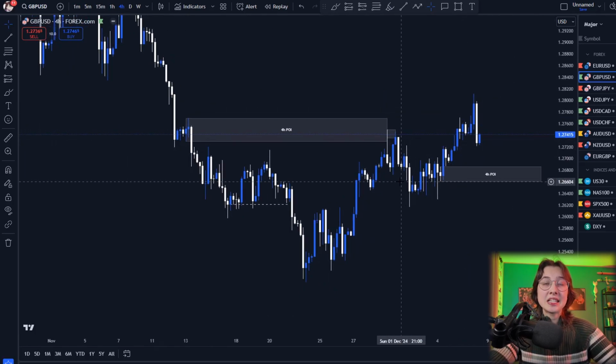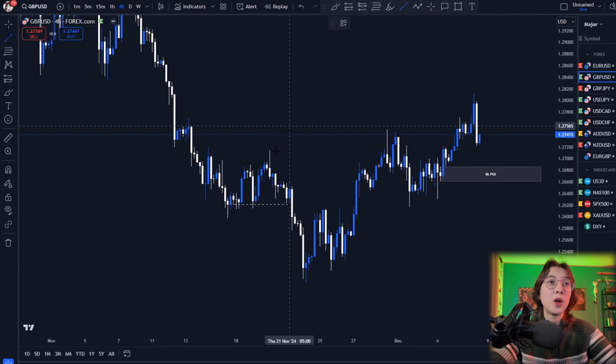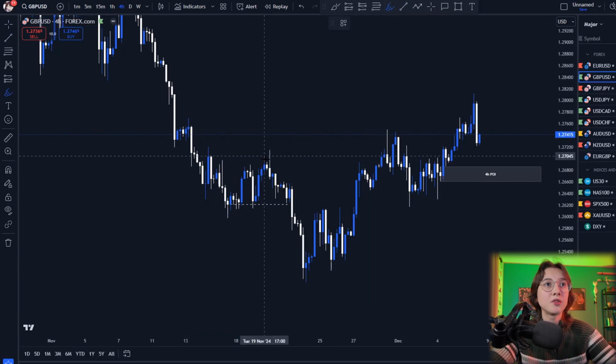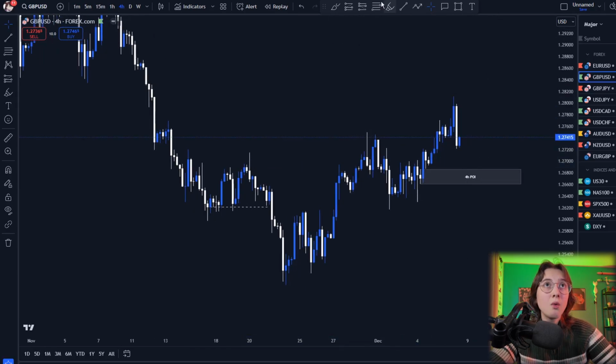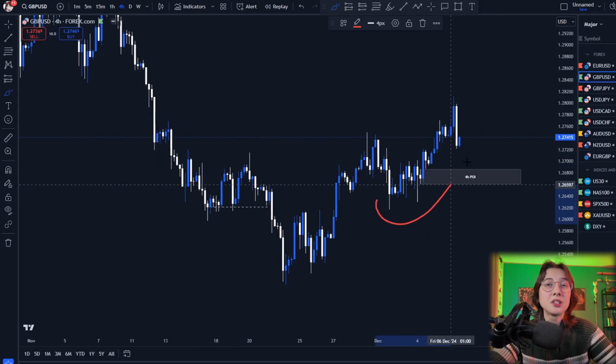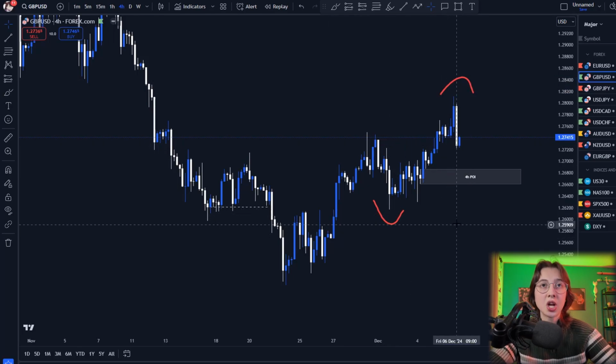So GBP USD is actually a little bit different from Euro USD, because actually GBP USD, we already got multiple breaks of structure to the upside. We got 2 of them basically. So now we actually are trading between this low and this high, so in this range exactly right here.